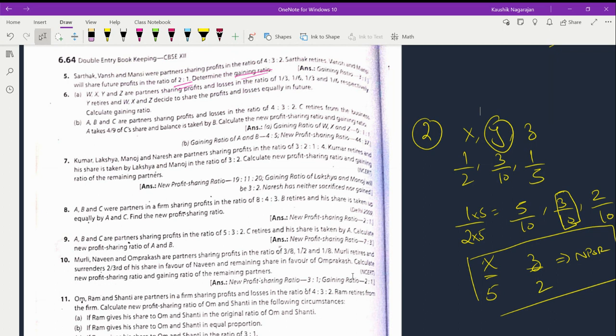The 11th one is a case based study, and in the 12th one, P, Q and R are partners sharing profits and losses in the ratio of 7 is to 5 is to 3. P retires and it is decided that the profit sharing ratio between partners Q and R will be the same as existing between P and Q. Calculate the new profit sharing ratio and the gaining ratio.